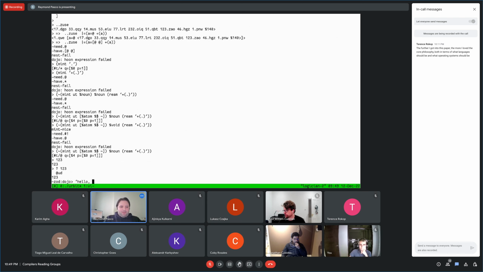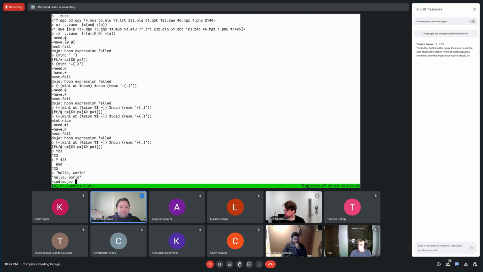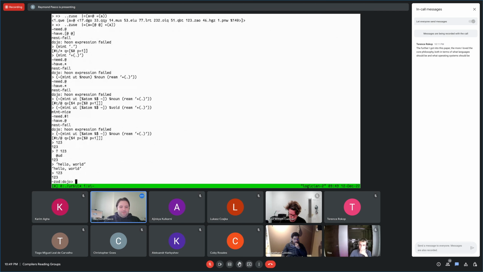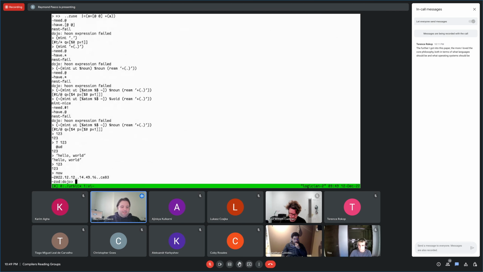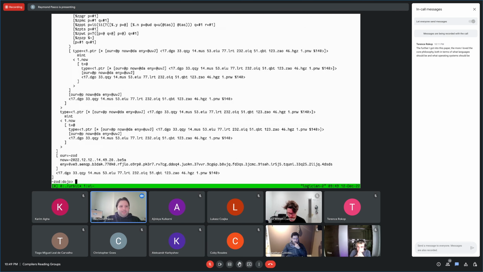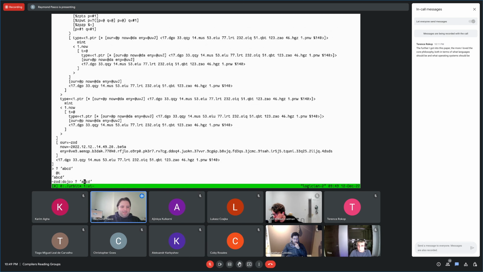Like this is an atom. Like this is an atom. Like this, the current date and time is an atom. There's a great deal of atoms here. One other thing you can do with atoms is if I have ABCD, right? That's something.